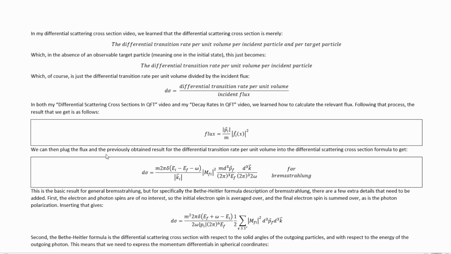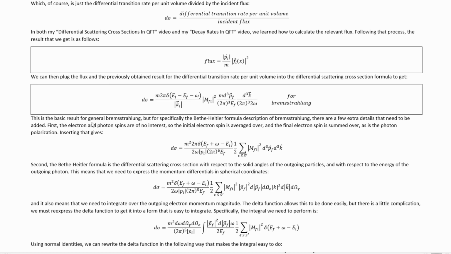We can then plug the flux and the previously obtained result for the differential transition rate per unit volume into the differential scattering cross-section formula, this formula, and when we do that we get this. This is the basic result for general Bremsstrahlung, but for specifically the Bethe-Heitler formula description of Bremsstrahlung, there are a few extra details that need to be added.